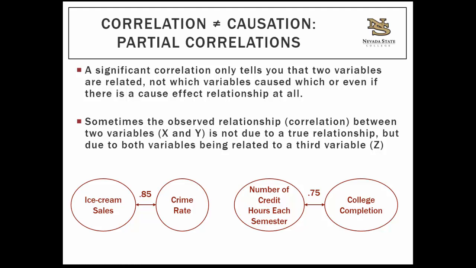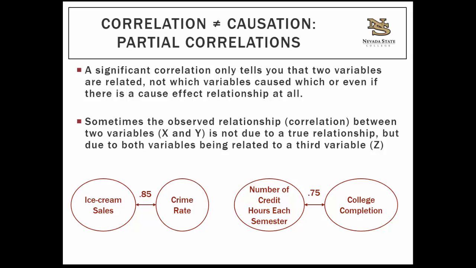Now let's talk about partial correlations. You can have a situation where there is a third variable that's related to the two variables you're looking at in your correlation. And it's really not the fact that those two variables are related, it's the fact that those two variables are related to a third variable. And I'm going to show you examples of this.